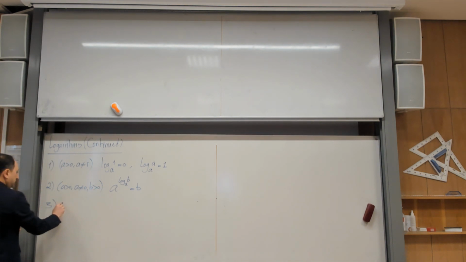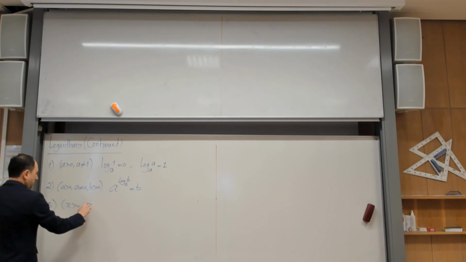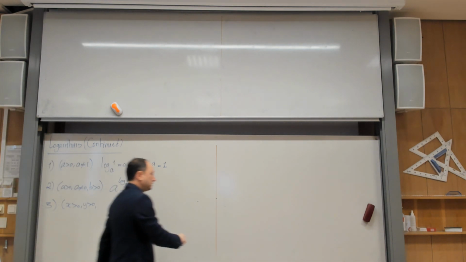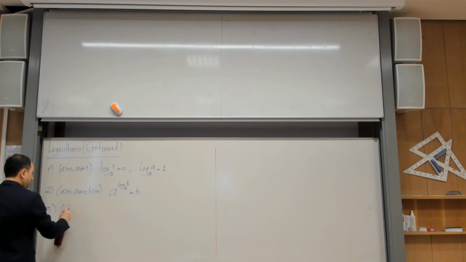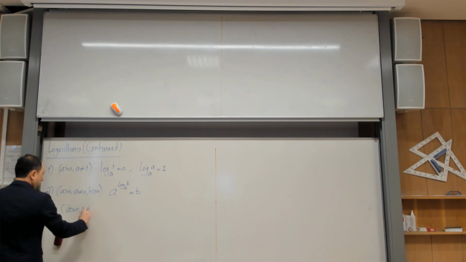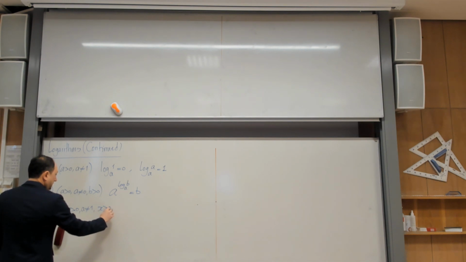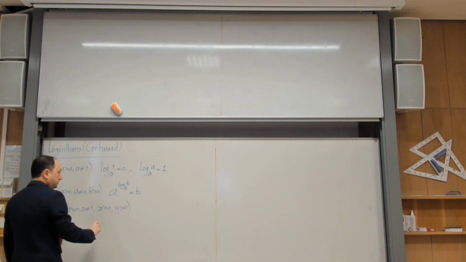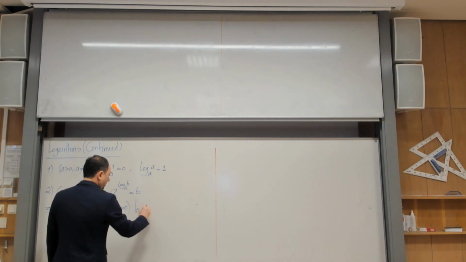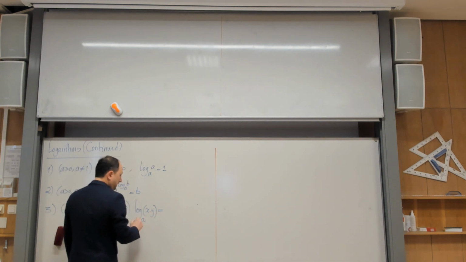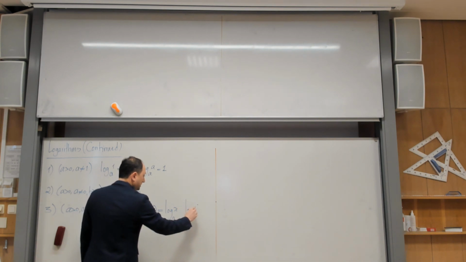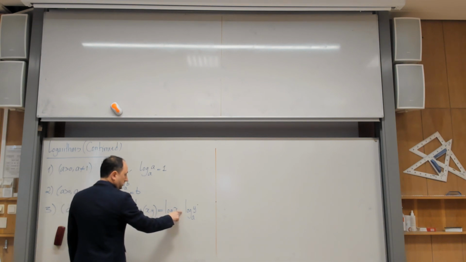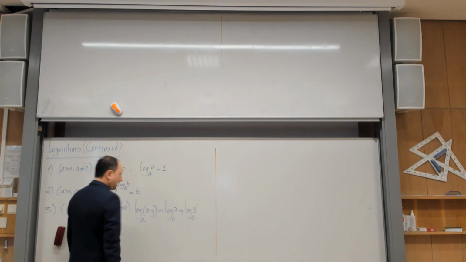And then we also learned that if a is positive and not equal to 1, and if x is positive and y is positive, under all these conditions, the logarithm of the product x times y in base A becomes log of x in base A plus log of y in base A. This is a product, but you are not allowed to put a product on the right side. You have to put addition here.